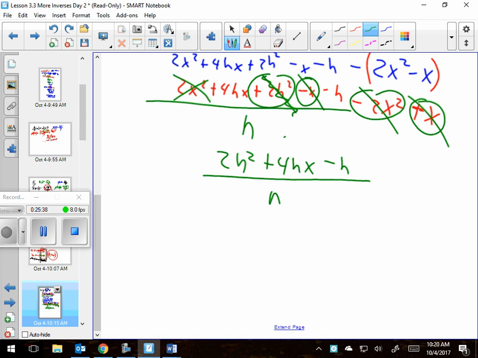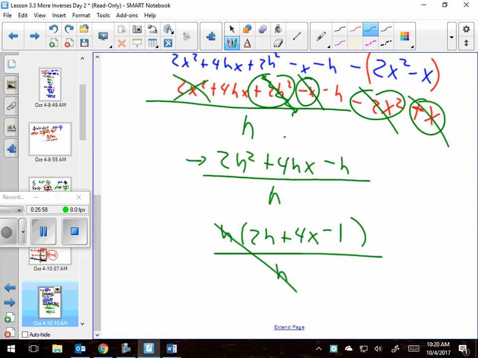What's the key? Factoring. Got to factor out the h. That has an h in everything. H comes out, and it's all over h. H comes out of the top, and you'll have 2h plus 4x minus 1. And now those h's can cancel. Final answer, 2h plus 4x minus 1.